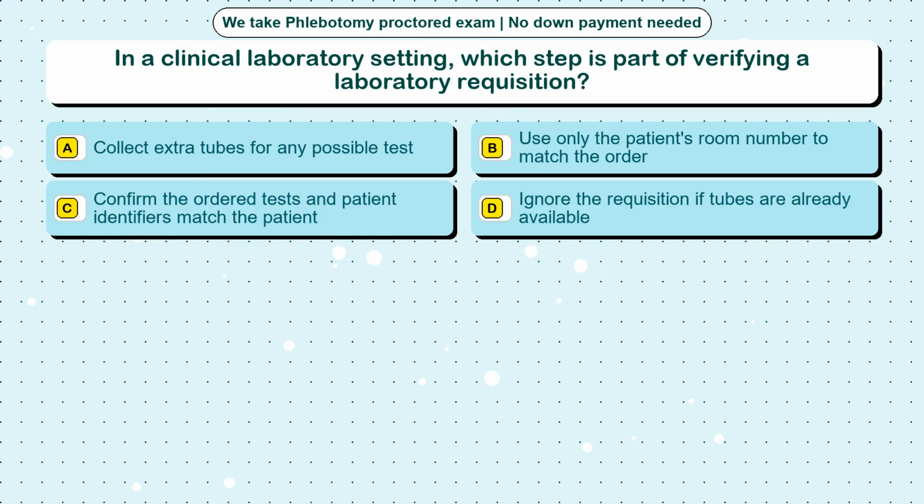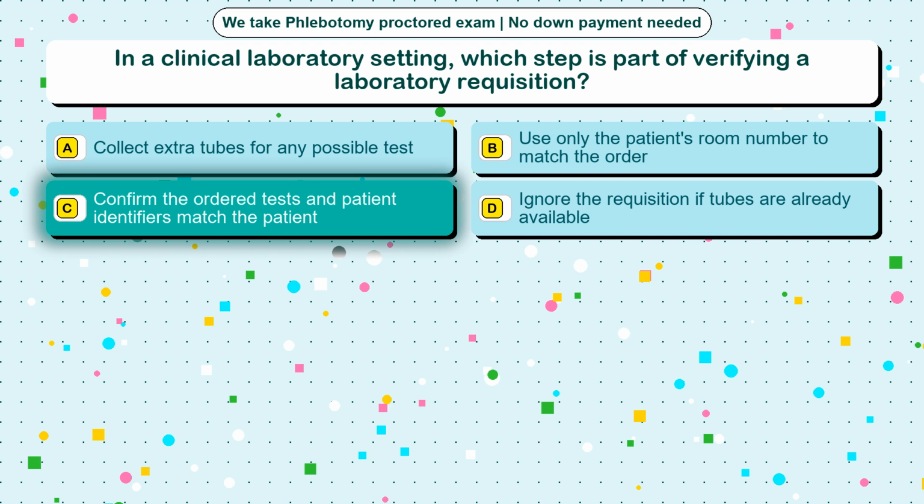Question 15. In a clinical laboratory setting, which step is part of verifying a laboratory requisition? Option A. Collect extra tubes for any possible test. Option B. Use only the patient's room number to match the order. Option C. Confirm the ordered tests and patient identifiers match the patient. Option D. Ignore the requisition if tubes are already available.